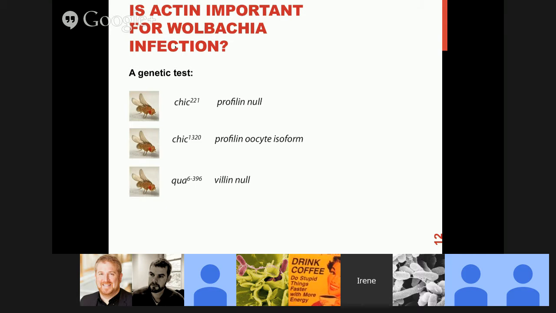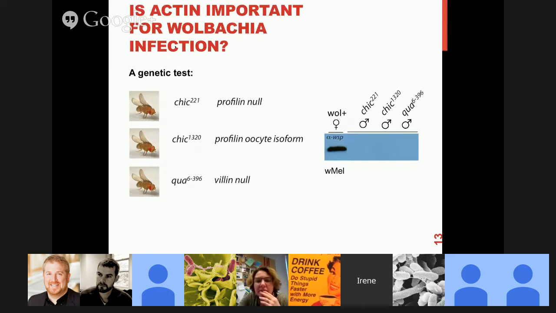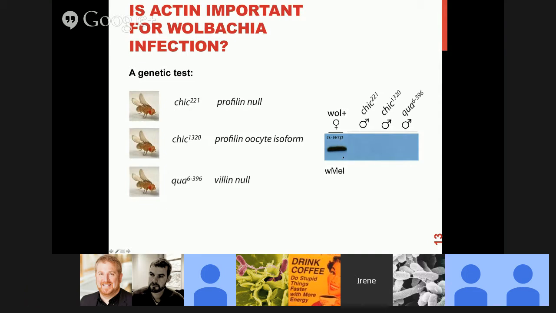So as a first pass, what we did was check whether or not these particular stocks were infected with Wolbachia. What you see here is the result of a Western blot where we've probed using a Wolbachia-specific antibody, anti-WSP, and you can see our infected line here, wMel. You see a nice, clear, and distinct band. But in these mutant stocks, we didn't see anything. So we knew these were not infected with Wolbachia.